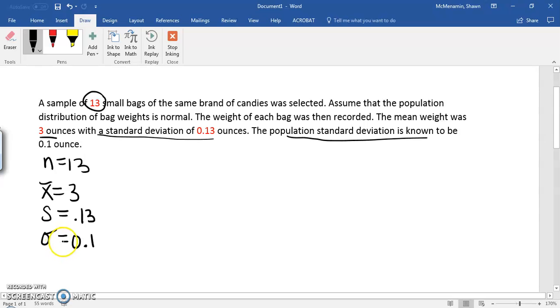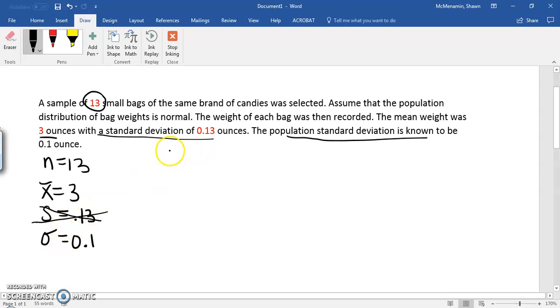Because your sigma, or population standard deviation, is given, you're actually not going to use your S at all. You're not going to use the sample standard deviation. You always want to use the one that is more known. So you're going to use the population standard deviation. There's less variability if you're using the population as opposed to the sample.